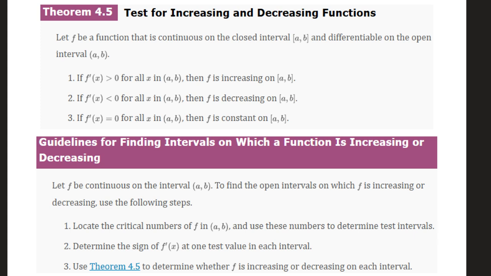Let's look at the guidelines for finding intervals on which a function is increasing or decreasing. Let f be continuous on the interval a to b. To find the open intervals on which f is increasing or decreasing, use the following steps. Locate the critical numbers of your function in the interval. That's where your first derivative is either 0 or undefined, and use these numbers to determine test intervals. Part 2, determine the sign of your derivative at one test value in each interval. And then number 3, we'll use theorem 4.5, which you can find at the top of the screen, to determine whether we have increasing or decreasing on each interval. Let's do some examples.